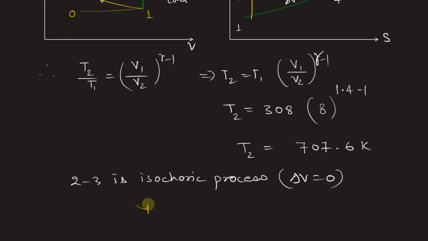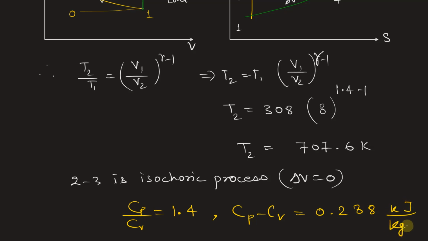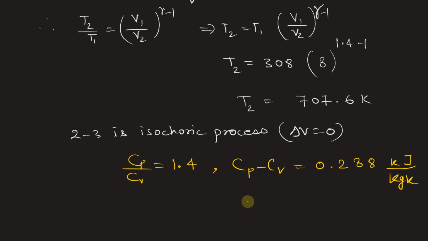We can write Cp upon Cv is equal to gamma, which is 1.4. We know this, and also Cp minus Cv is the gas constant R. In the problem it is given 0.288 kilojoule per kilogram Kelvin. Now we need to find the Cv value. So if we substitute these two, we'll get Cv is equal to 0.722 kilojoule per kilogram Kelvin.